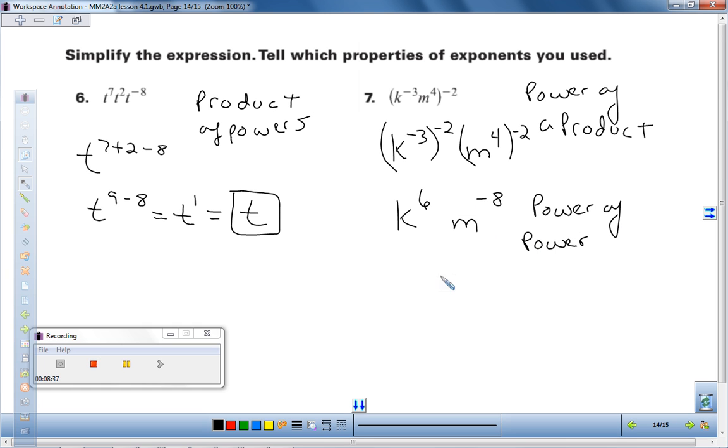Now we have this negative exponent, which we don't like. So we're going to write it k to the 6th over n to the 8th. And so that one we used the negative exponent property.